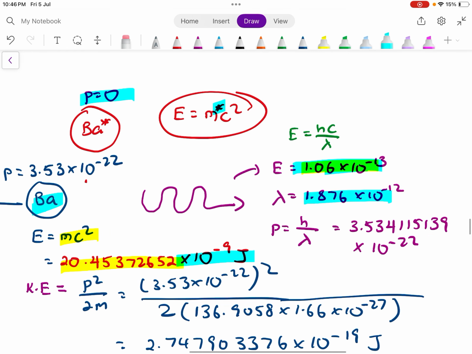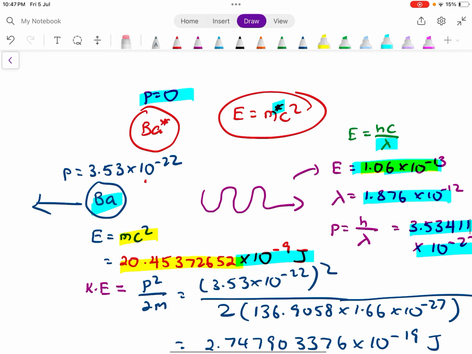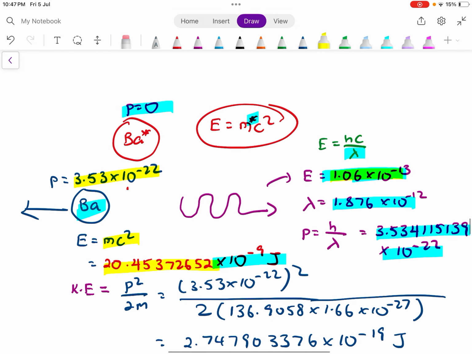The gamma photon has an energy of 1.06 times 10 negative 13 joules, and I want to determine the momentum of the gamma photon. I simply determine the wavelength first using E equal to hc over lambda. Then you use the de Broglie wavelength, p equal to h over lambda. So I calculated the momentum of the gamma photon as such. This means that the de-excited barium nucleus must have the same momentum, because they will cancel each other, such that the overall momentum is equal to 0.